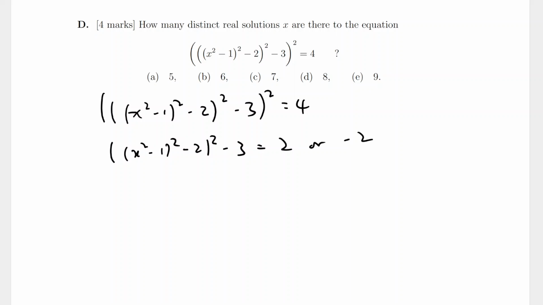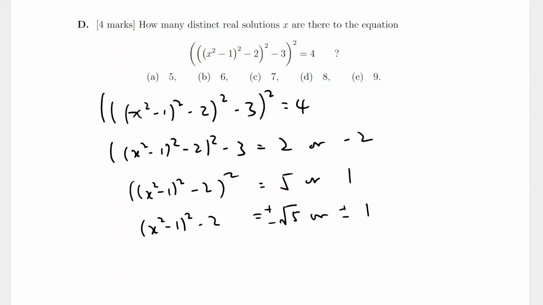Okay, now I add 3 to the other side. So I have (x squared minus 1 squared minus 2) all squared equals 5 or 1. So you see, I'm deliberately going slower than usual, just to make sure that algebra is bang on. So (x squared minus 1) squared minus 2 equals square root of 5 plus or minus 1, of course. Yeah, and if I move the 2 there. So of course, if you're smart enough, you could just manage through these things quickly. You don't have to go step by step like I am.